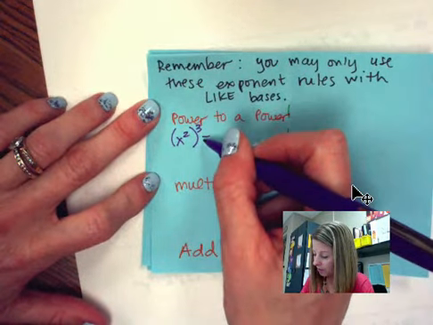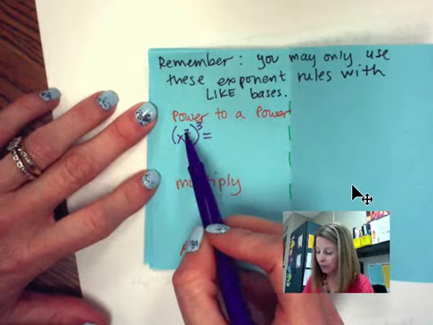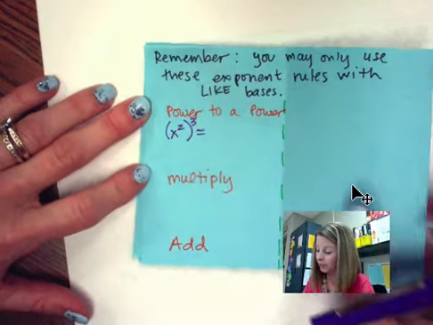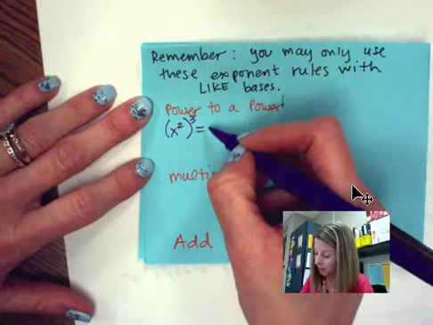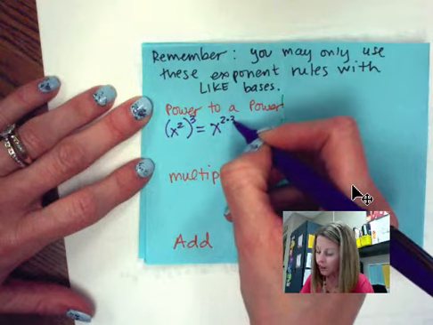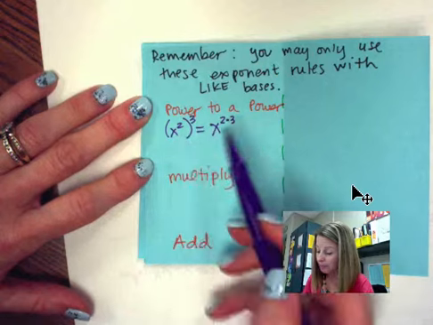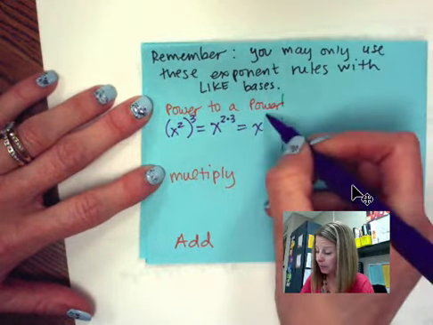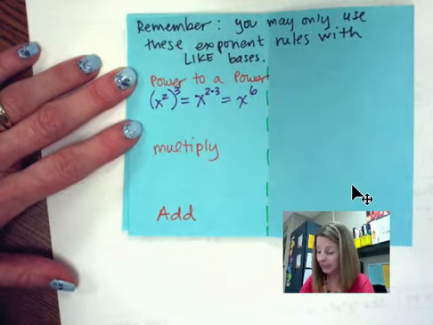Now, when I go through and raise an item to a power, this is called power to a power because the power of 2 is being raised to another power of 3. When I raise a power to a power, I actually can multiply those powers together. So when I take away my parentheses, a power to a power can be multiplied. And so I end up getting 2 times 3 is 6. Okay? So when I raise a power to a power, I get 6.